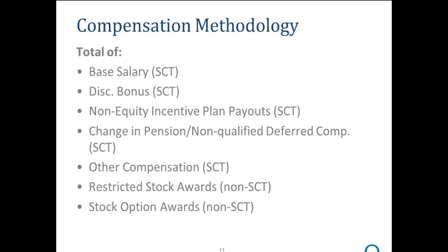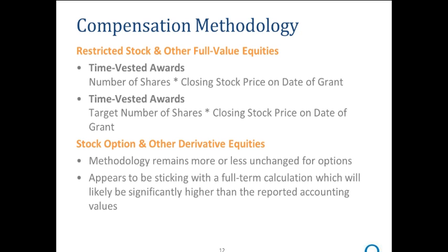The two points that can be slightly tricky, and again, it just gets into you having to have the data, it's not necessarily difficult to understand, are the restricted stock awards as well as the stock option awards. And again, of the two, restricted stock is definitely the most straightforward. If you're looking at both time-vested shares or performance-based shares, you're going to calculate them based on the number of shares times the closing stock price on the date of grant. That'll very likely be very close to any of the accounting values that you reported.